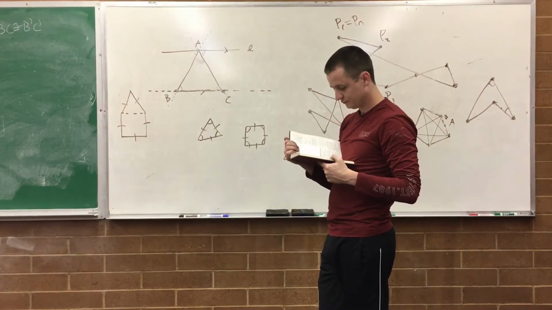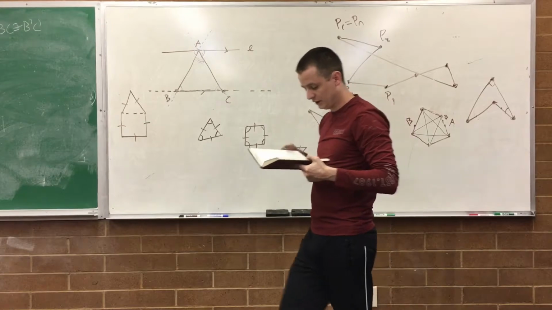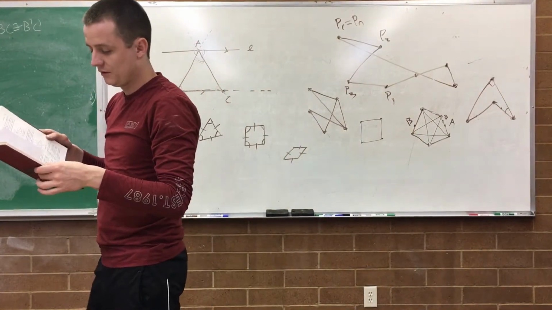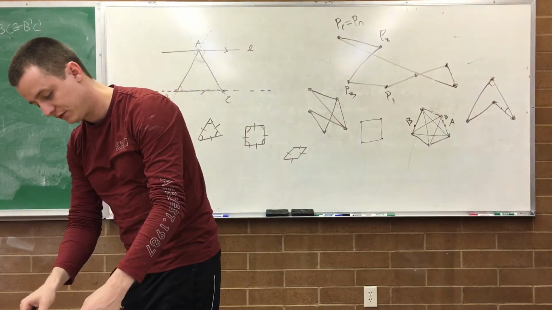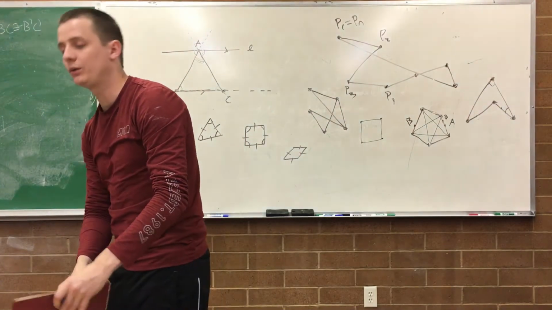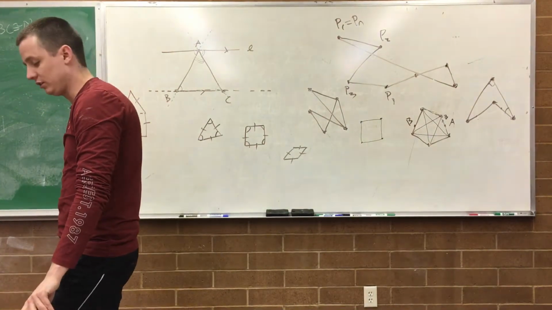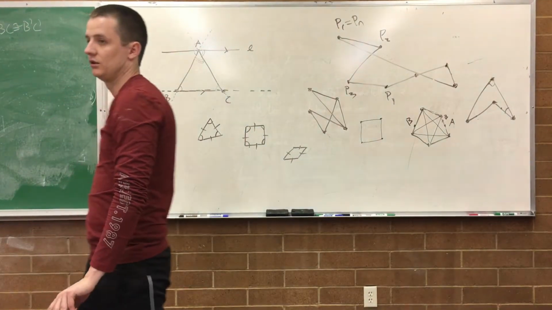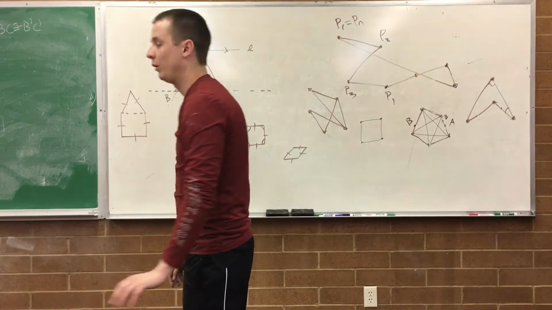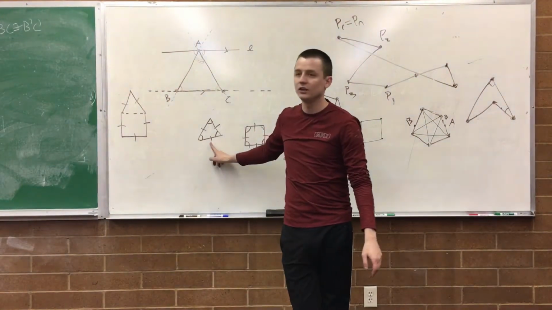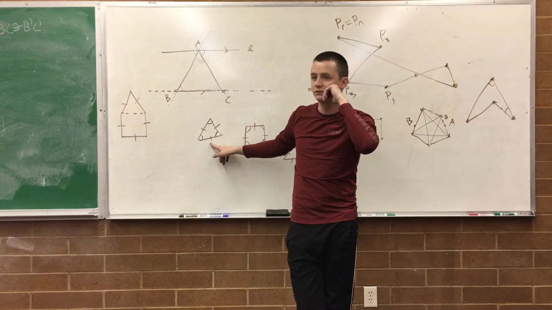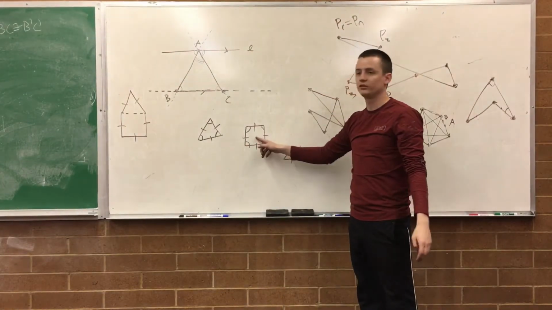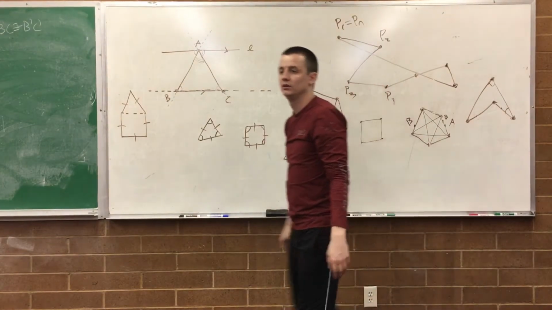Continuing. So we got equilateral, we got equiangular, and then if it's equilateral and equiangular, then we call it regular. So a regular triangle is an equilateral triangle. A regular quadrilateral is a square, etc.